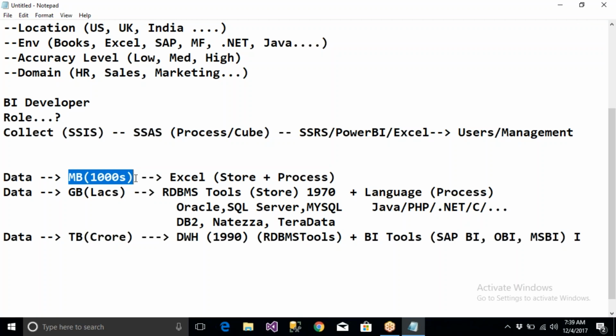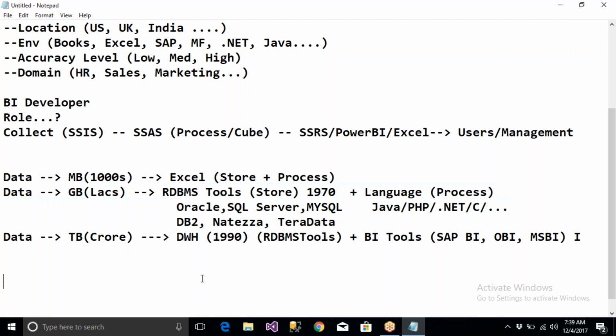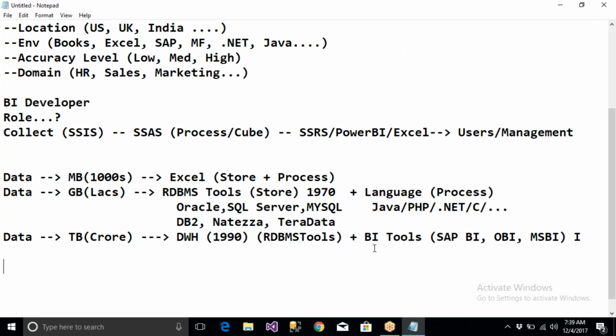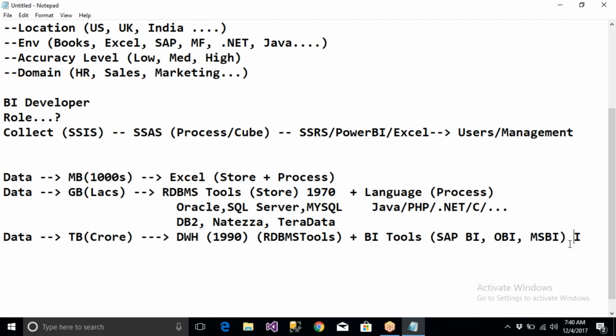So as the size of the travel increases, the size of the data increases, and you have to choose different tools. For small data, use Excel. For larger data, talking about GBs of data, it is better to go for RDBMS. For even bigger sizes, talking about terabytes of data, you store the data in a data warehouse and process it with the help of SAP BI, Oracle BI, and MSBI.